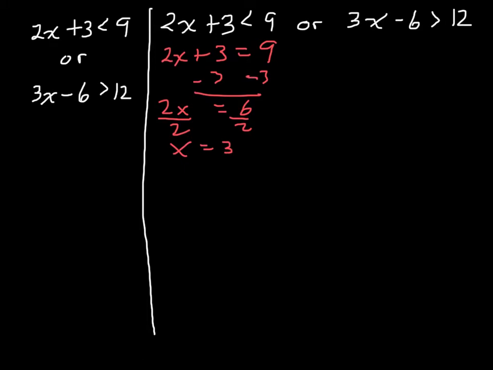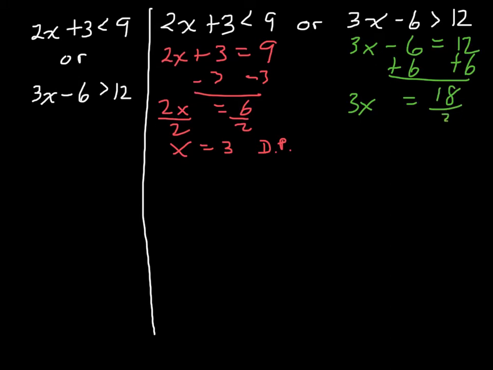Hopefully I did that correctly. And so what I just found there is my dividing point. But as we know with compound inequalities, I don't have one dividing point. I have 2 dividing points. So I'm going to do the same process over here. 3x minus 6 is equal to 12. Add 6 to both sides. 3x is equal to 18, and divide both sides by 3 so that x is equal to 6. And there is my second dividing point.